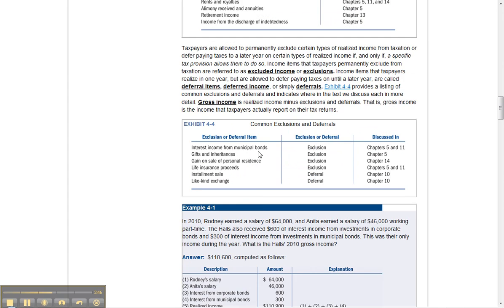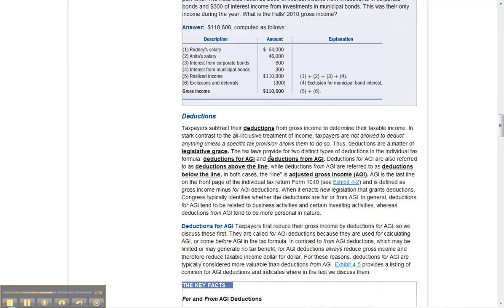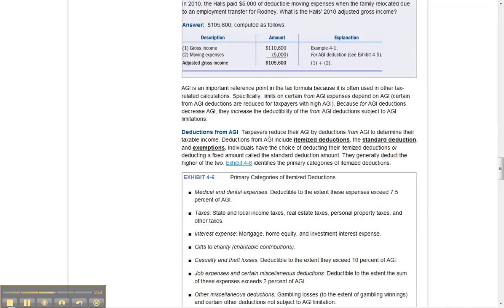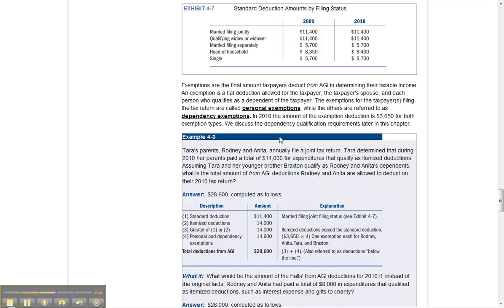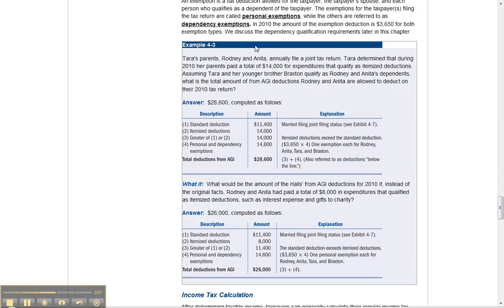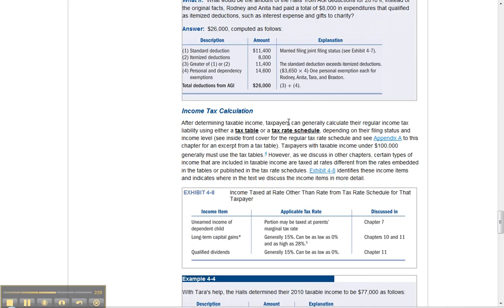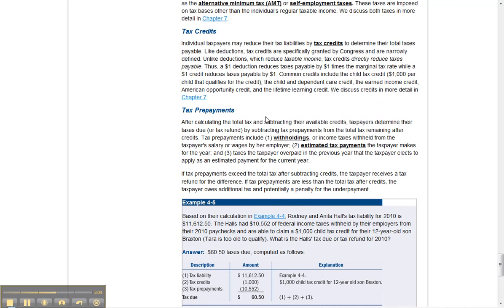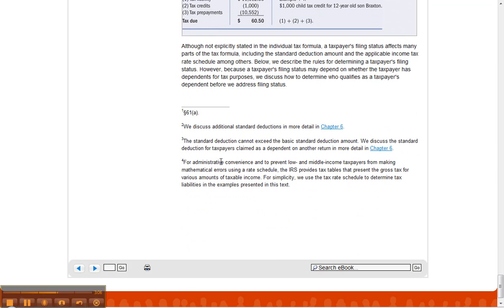Common income items, common excluded items. Just read through this. Deductions, it explains for AGI deductions, it explains from AGI deductions, dependency and personal exemptions, the calculation of income tax. So this is a pretty good example or learning objective to go through the whole individual system.